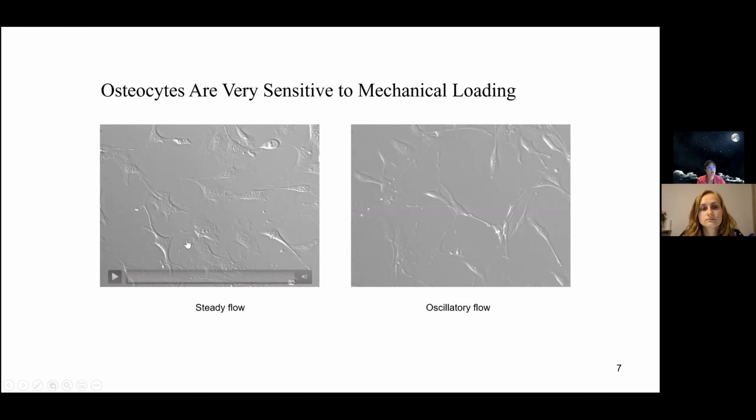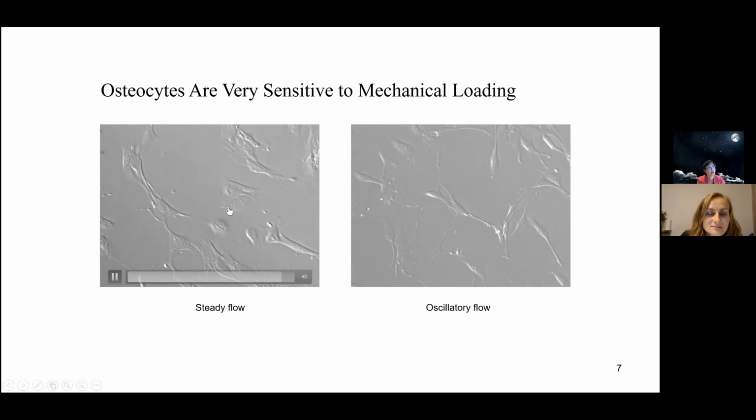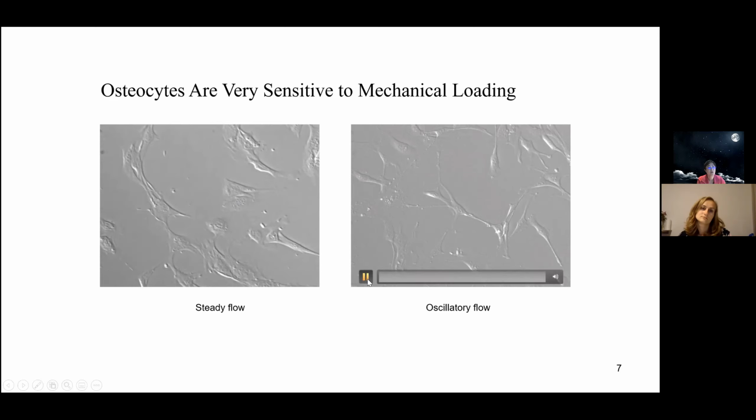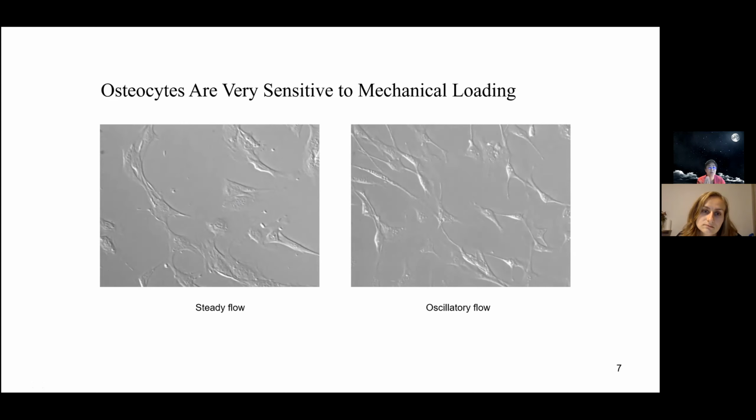So I'm going to play two short video clips. On the left-hand side, you're looking at osteocytes seated on glass slides, experiencing fluid flow, but this fluid flow is steady, unidirectional flow. And this is actually an 8 hour video compressed to less than 1 minute. You can see that the cells are stretching a little bit, trying to move around a little bit, but rather relaxed. But if you look at the same cells sitting on a glass slide and experiencing dynamic flow, in this case bidirectional oscillatory fluid flow at a frequency of 1 hertz.